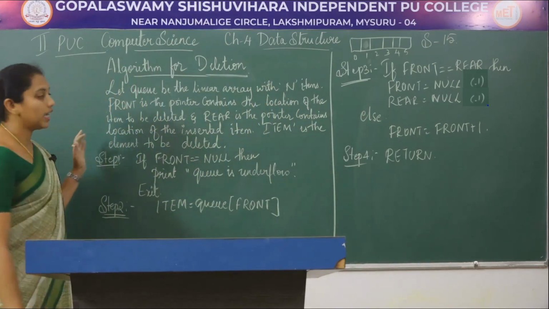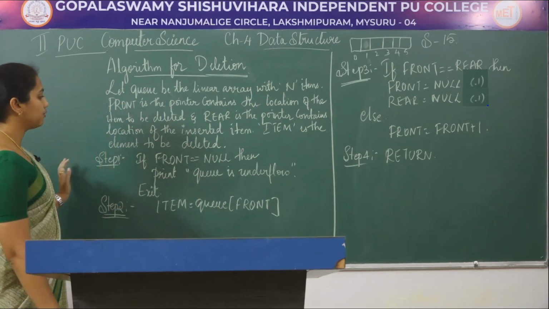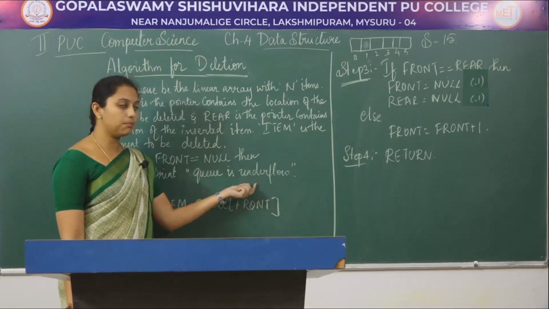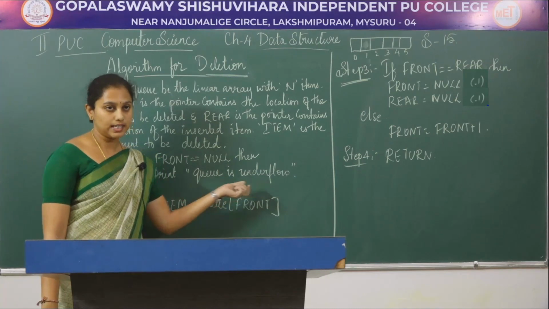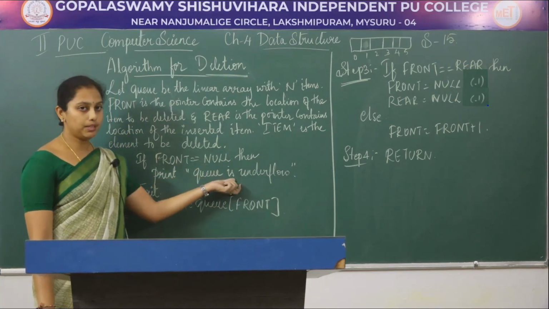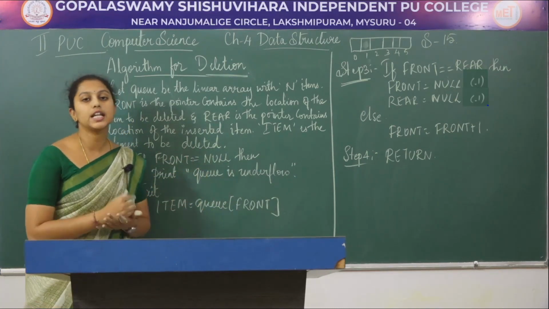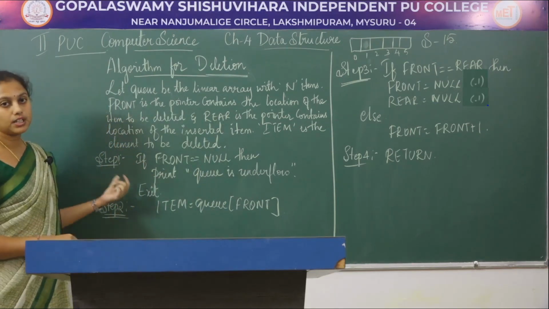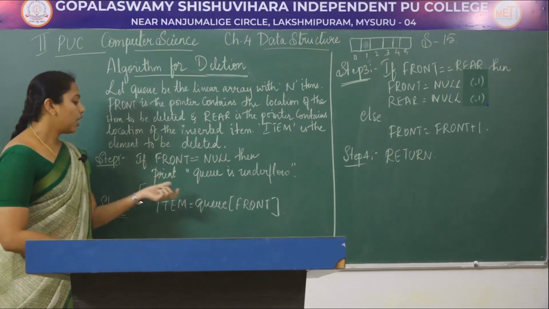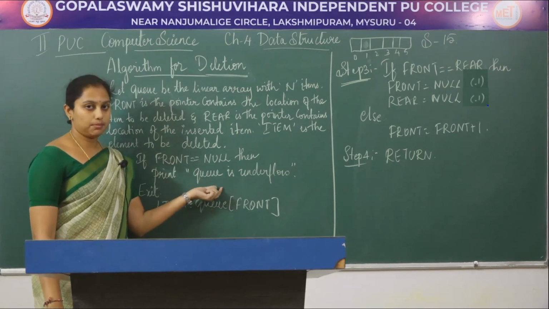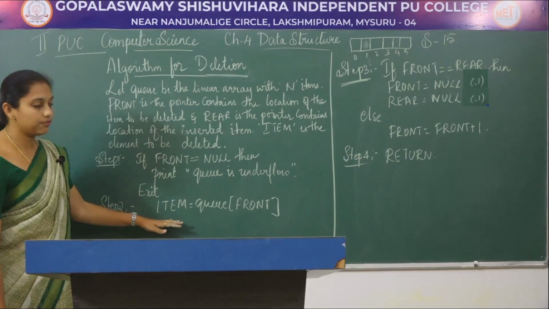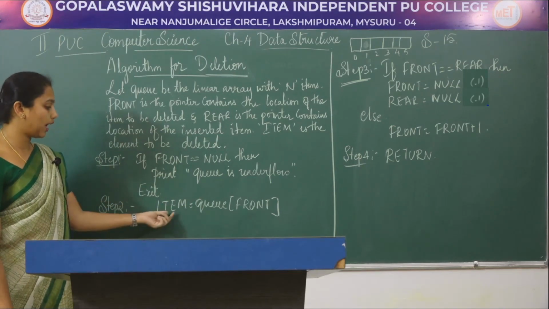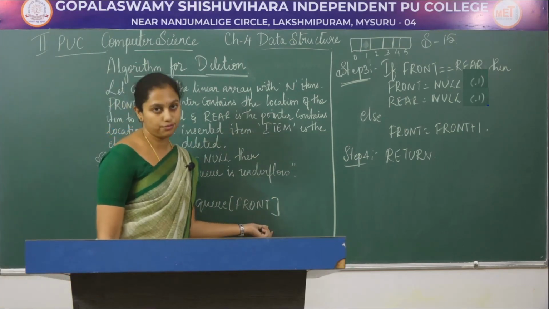So while deleting an item from the queue, we are checking for whether it is empty or not. We can call it as empty or an underflow state. So if it is empty or underflow, we cannot delete an item from the queue. So we are exiting from the queue. So if the queue is not empty, we can delete an item from the queue, that is from the front end of the queue. So item is equal to queue of front.